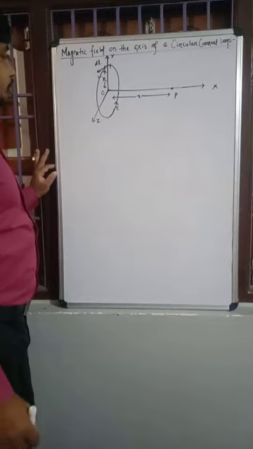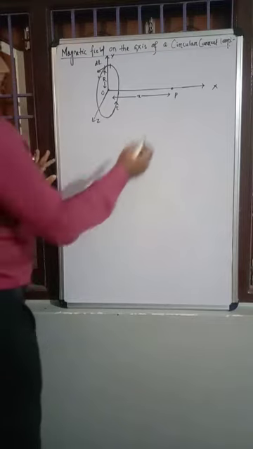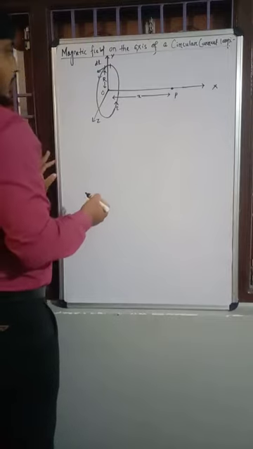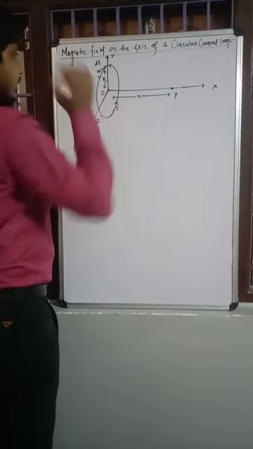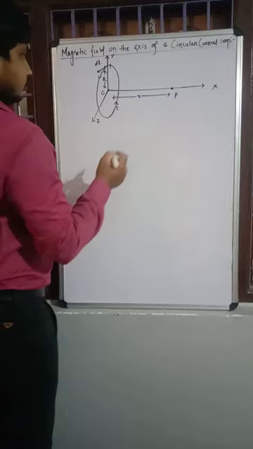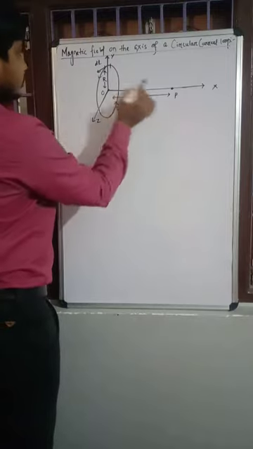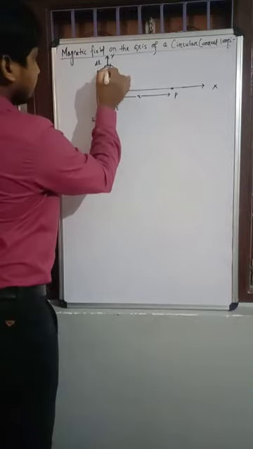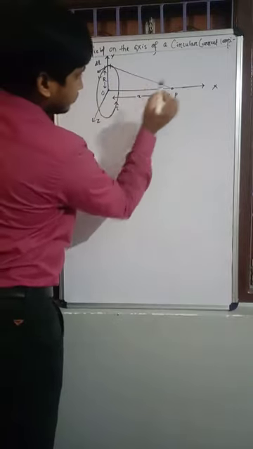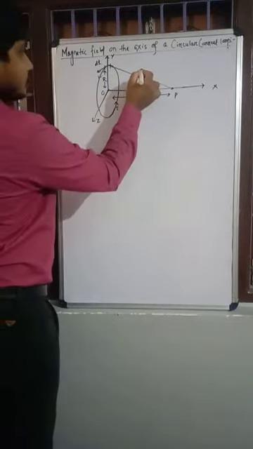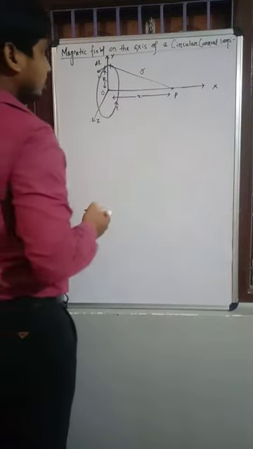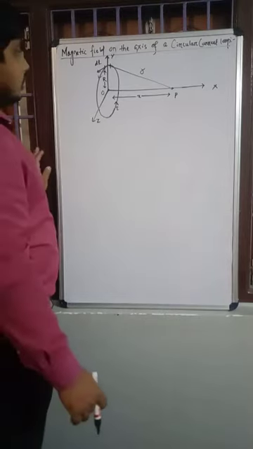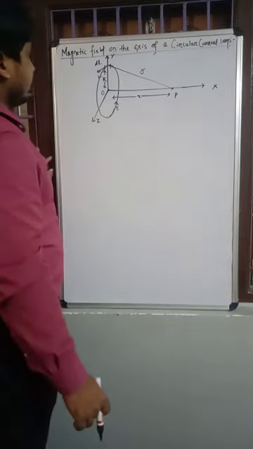and let capital R be the radius of this loop. So now at the point P, the magnetic field due to this current element dl will be given by, for that we need the position vector of this point P from this dl. Let us join this one. Let this r be the position vector of this point P from the current element dl.